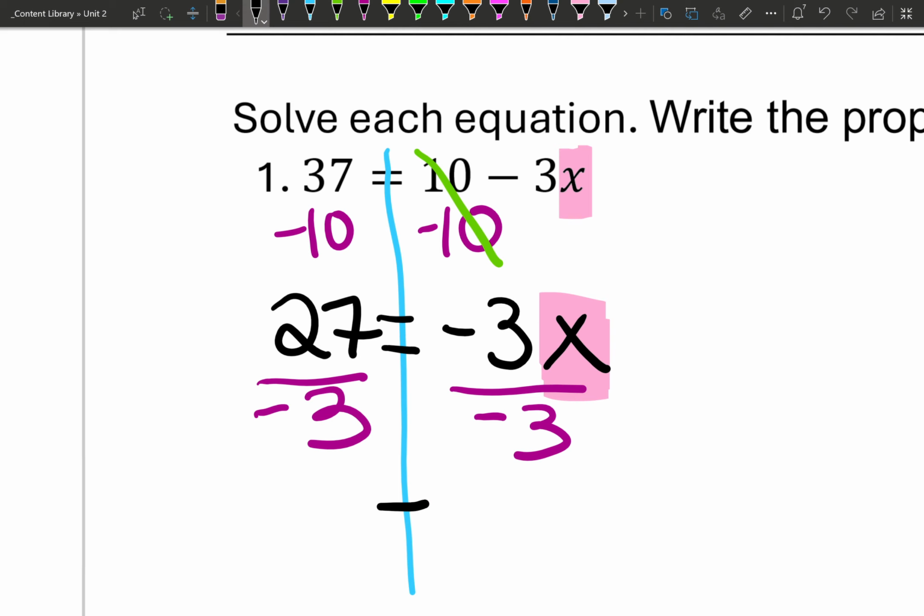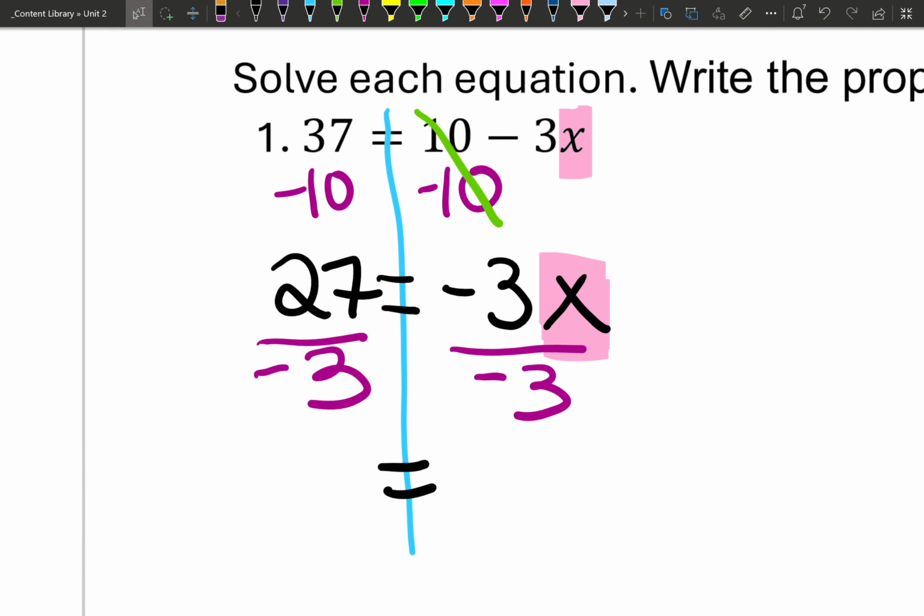Why are we dividing by -3? Well, if you take a look at the right side, -3 divided by -3 is +1, and that's what we're looking for. We're looking for a positive 1x. Now, according to the rules of mathematics, we do not need to write a positive 1 in front of x. We can just have x be x. 27 divided by -3 is -9.